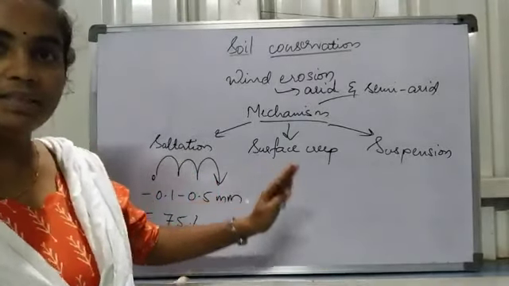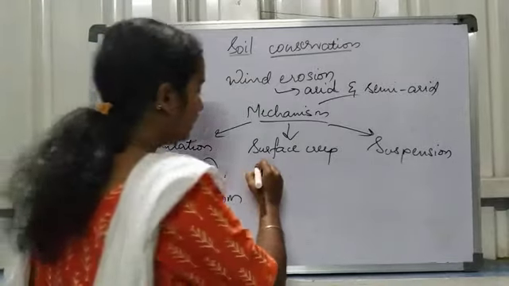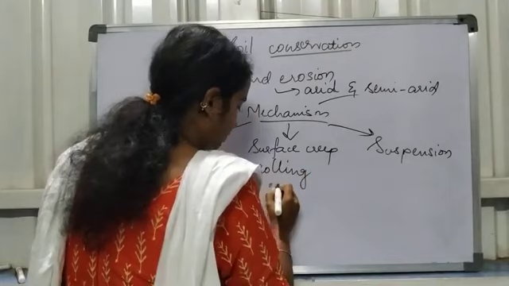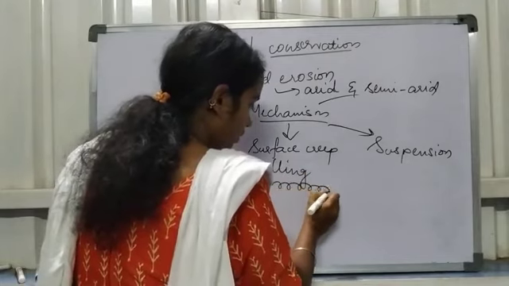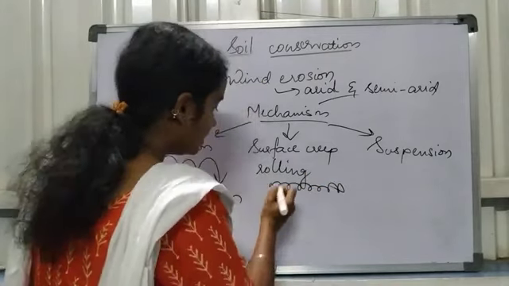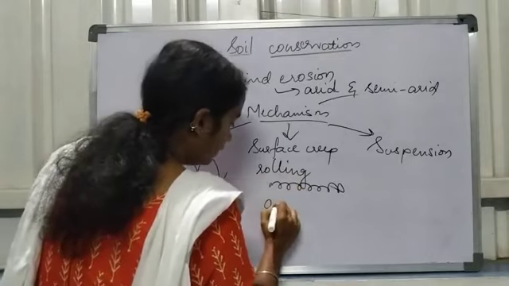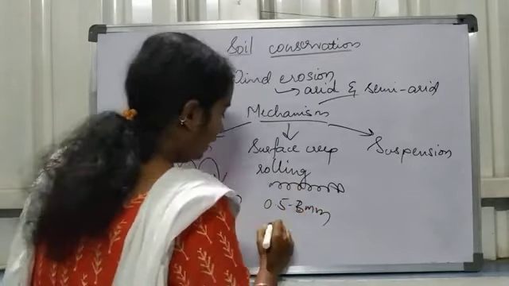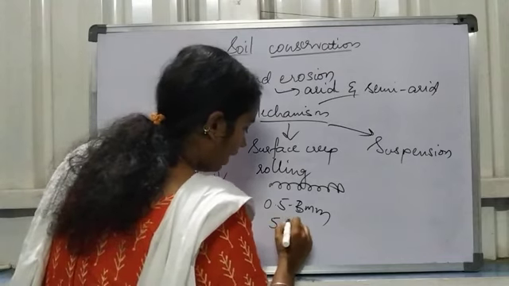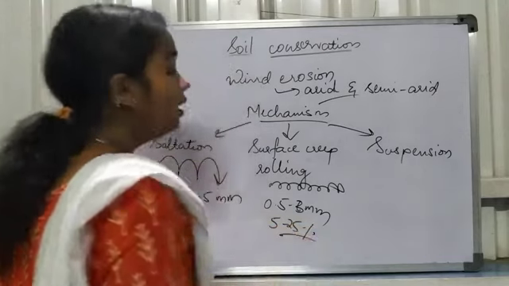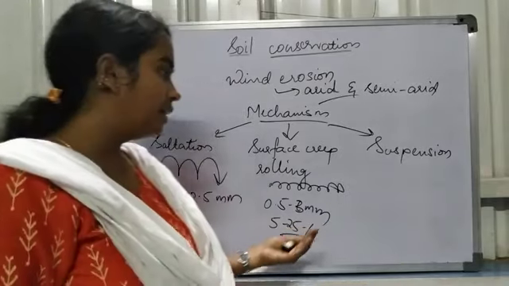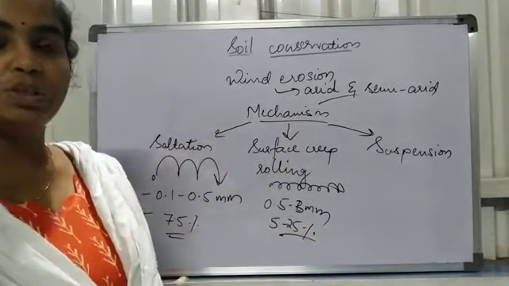And the second one is surface creep. Here surface creep means rolling of the particles. The size of the particle varies between 0.5 to 3 mm, and 5 to 25% of the weight of the soil which is lost is because of the surface creep. And the third one is suspension.